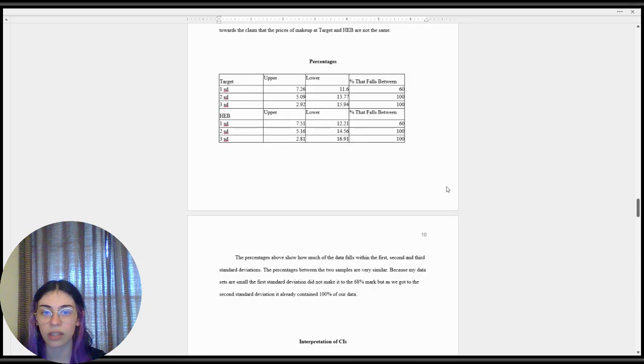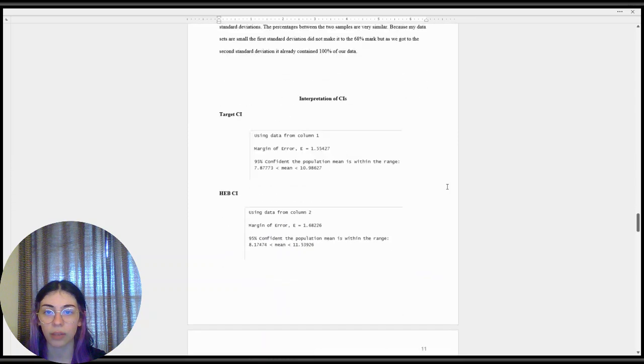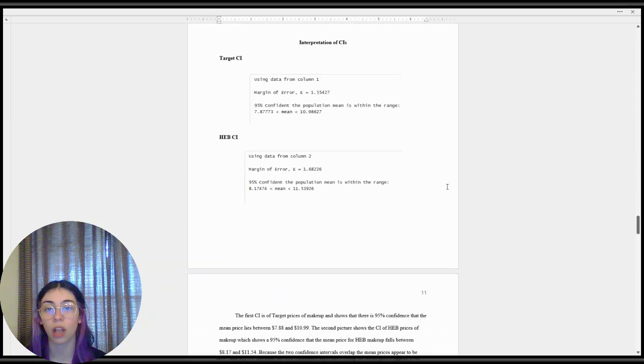So then here is the percentages. I know she said we did not need to do this, but I included it. So we have what percent falls between the first and second and third standard deviation. Moving beyond that, we have the interpretation of our confidence intervals. So we have Target's confidence interval above and H-E-B's confidence interval below.